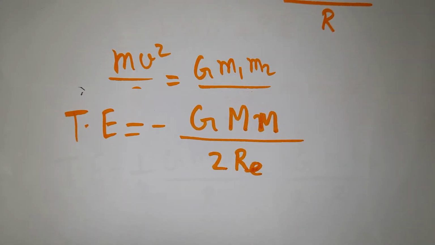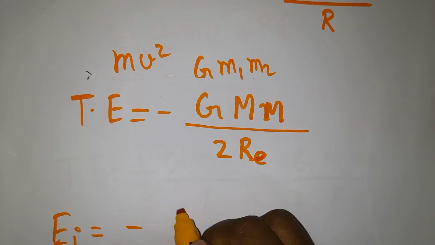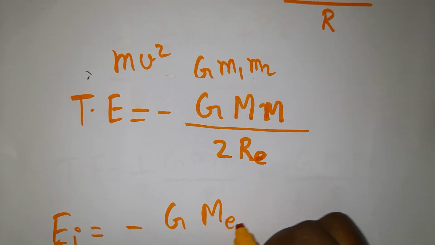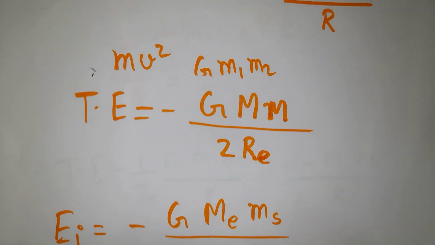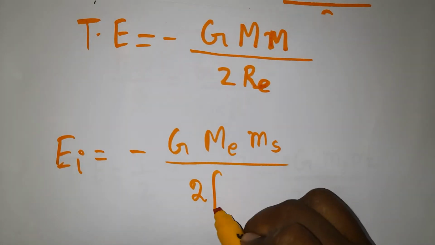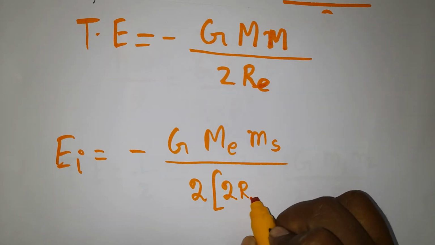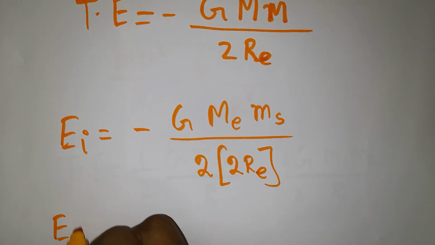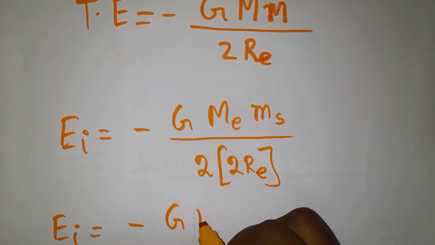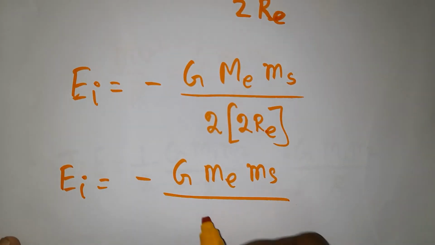Now, what is the energy at the initial? Minus G times mass of the earth, mass of the satellite, divided by 2 into the orbital radius. What is the orbital radius now? 2 times the earth radius. So we get 4 as the denominator. Energy initial is minus G times mass of earth, mass of satellite, divided by 2 into 2, which is 4 times the radius of earth.